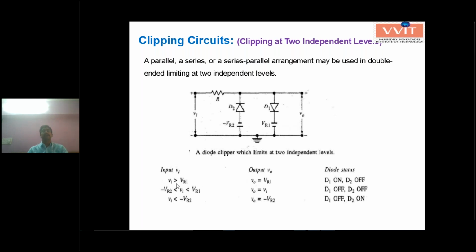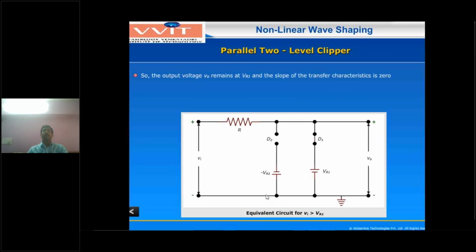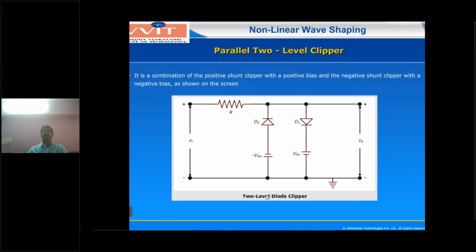One is the Vi greater than VR1 condition. Next is between the negative reference voltage minus VR2 and the positive reference voltage, that is, Vi lies between these two reference voltages. Similarly, Vi less than minus VR2. For these three conditions, what is the diode status, whether D1 or D2 is on or off, and what are the corresponding output values? You have to see this diagram to see how the operation goes on under the different conditions.